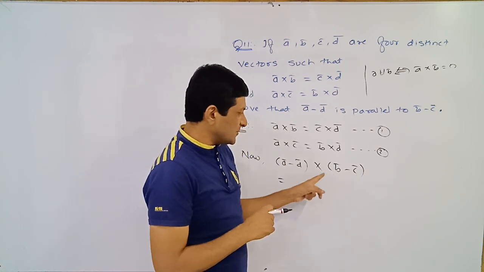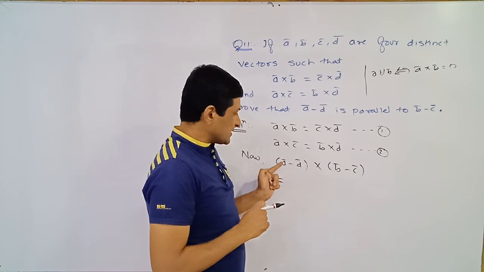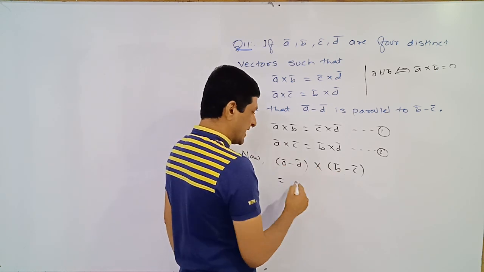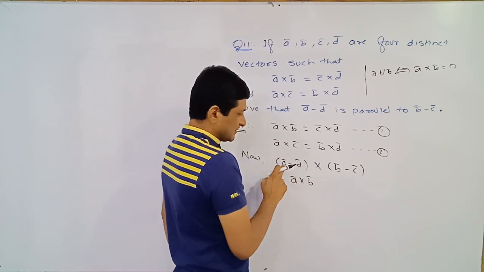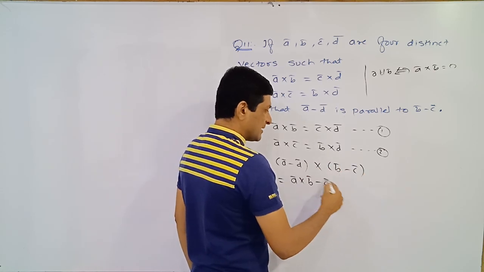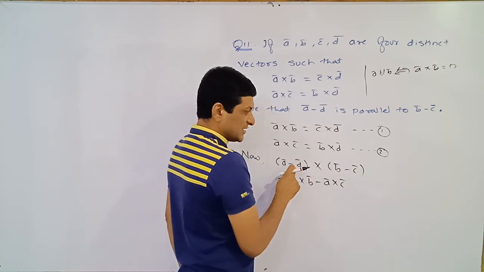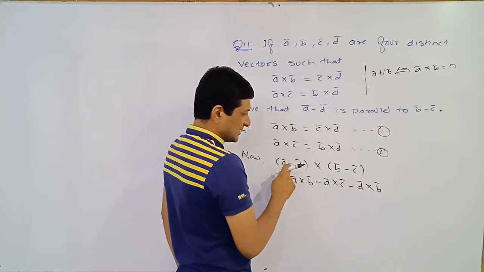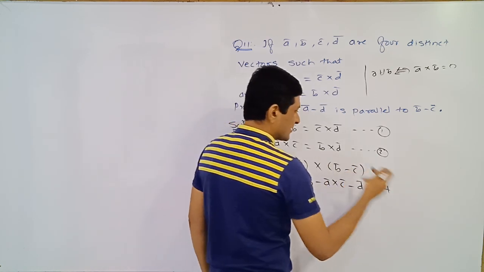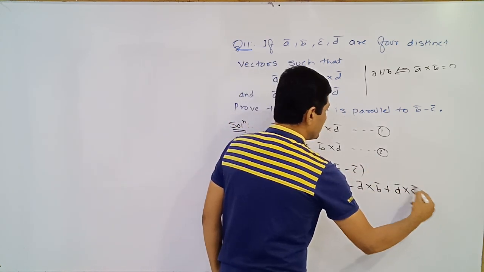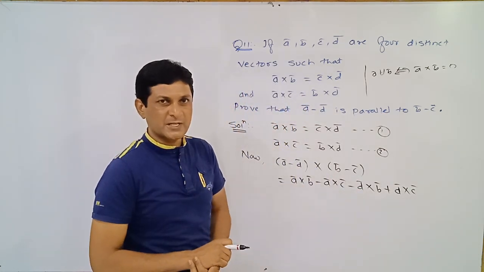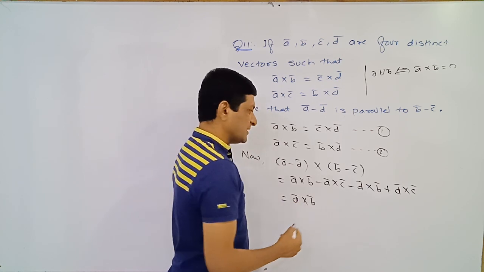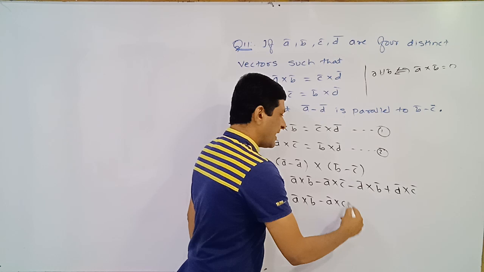Now we are taking the cross product of these two brackets. So first take the cross product of a bar with both the terms in this bracket. See what we'll get. First term will be a bar cross b bar. Then a bar cross minus c bar is minus a bar cross c bar. Then the next term will be minus d bar cross b bar. And the last result: minus minus will become plus, and d bar cross c bar. Just simply we have taken the cross product of these two brackets. Now keep this first term, a bar cross b bar, as it is, and minus a bar cross c bar also as it is.